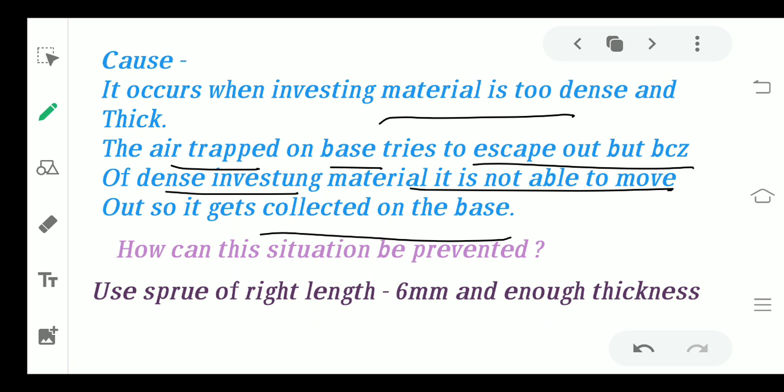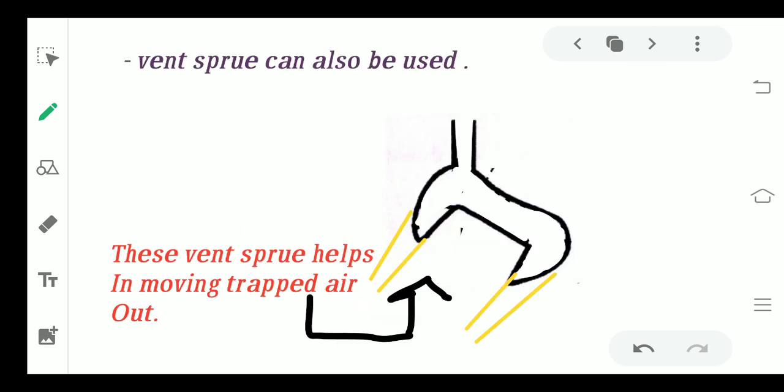Now how can this situation be prevented? Firstly, you have to use a sprue of the right length, that is 6 mm, and enough thickness of 3 to 4 mm. Also you can use the technique of vent sprue. Now what is the vent sprue? You can put 2 sprues at the tip region here, as in the figure you see these yellow color sprues, and these sprues will help the air to move out. And then you can also put molten metal through these sprues, and so the whole area will be filled up by the molten metal, and that condition will be avoided. So you can use this vent sprue technique. This will help in moving the trapped air out.